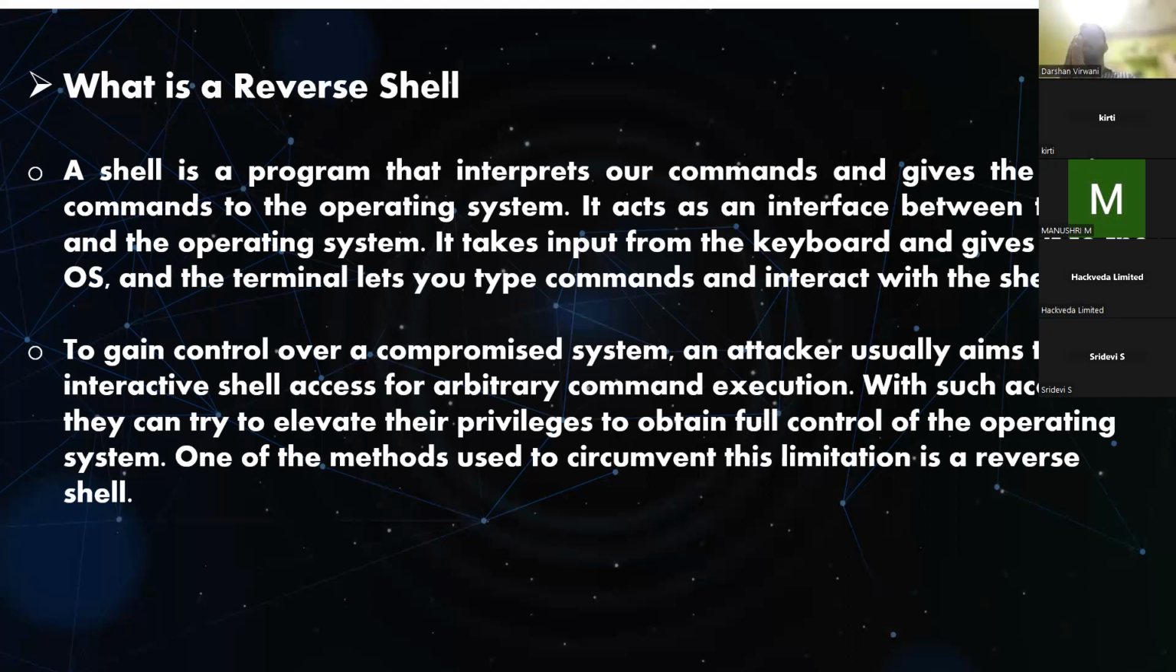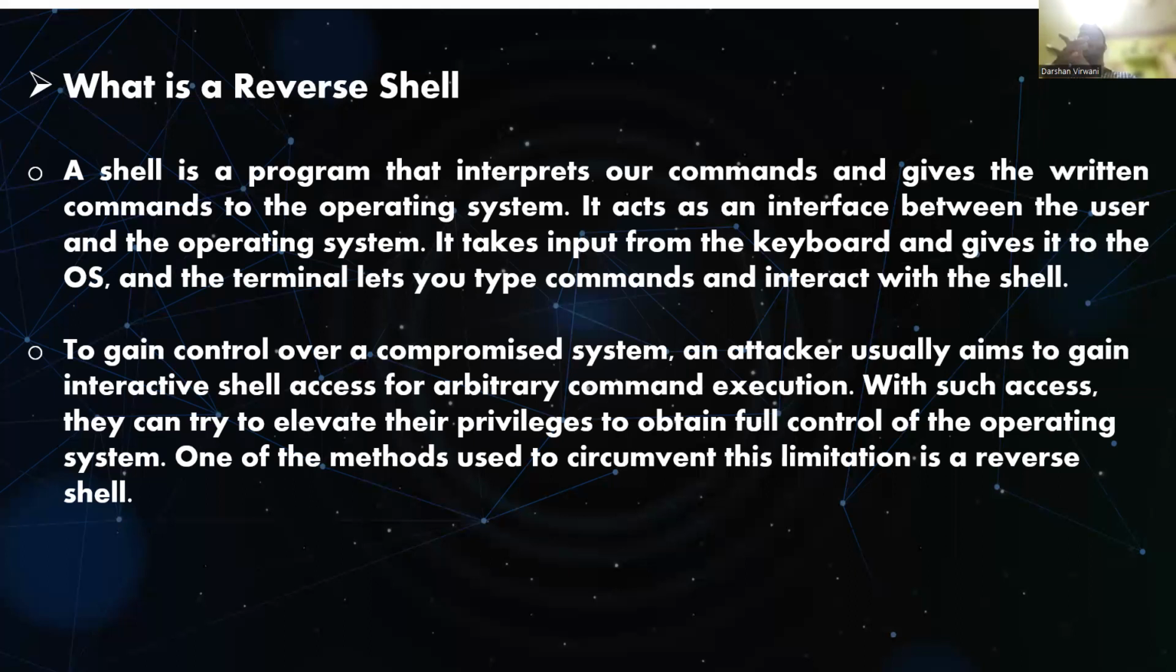So, what is a reverse shell? A reverse shell is an opposite side. It can be used to gain control of a compromised system. An attacker usually aims to gain interactive shell access for arbitrary command execution. With such access, they can try to elevate their privileges to obtain full control of the operating system. One of the methods used to circumvent the limited reverse shell.